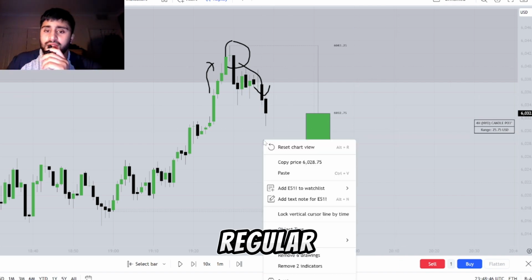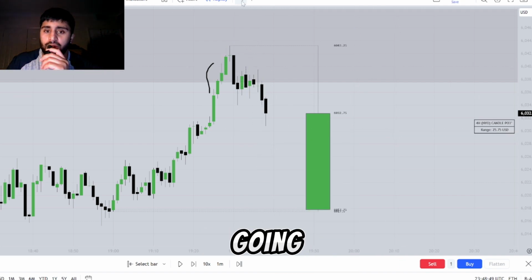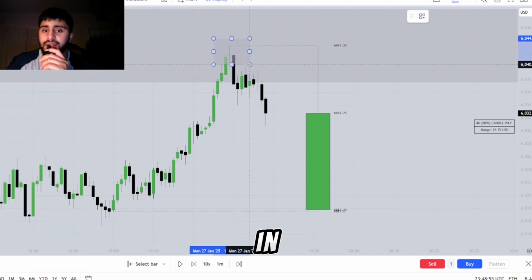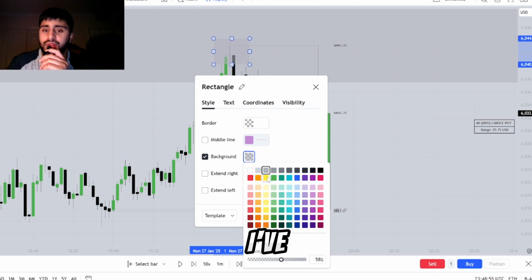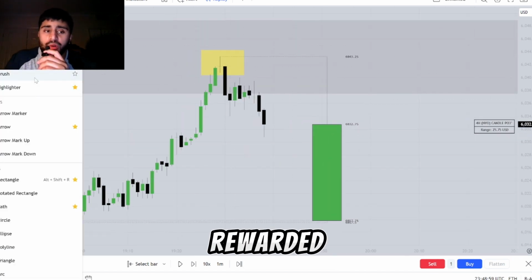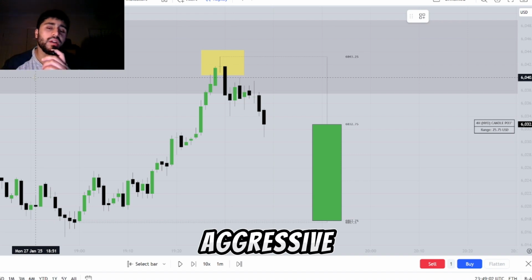Now let's go back to the regular candlestick chart. Let's understand what's going on over here, right? So we see a ton of aggressive buyers in this area. There's so many aggressive buyers I've labeled here in yellow. Now from here, we see those aggressive buyers, but were they rewarded? Were those aggressive buyers rewarded, right?